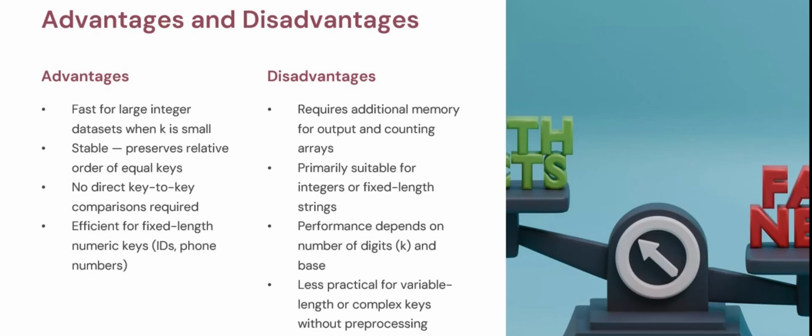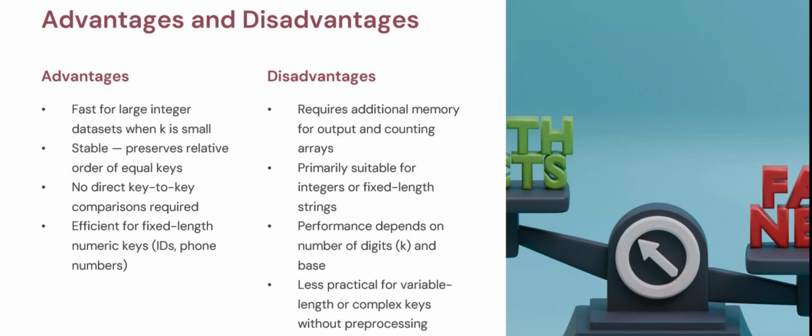Like every algorithm, Radix sort has its strengths and weaknesses. Advantages: it's fast for large integer datasets when k is small. It's stable, so equal keyed elements maintain their original relative order, useful when sorting records by multiple fields. It requires no direct key-to-key comparisons. And it's excellent for fixed-length numeric keys like employee IDs or phone numbers.